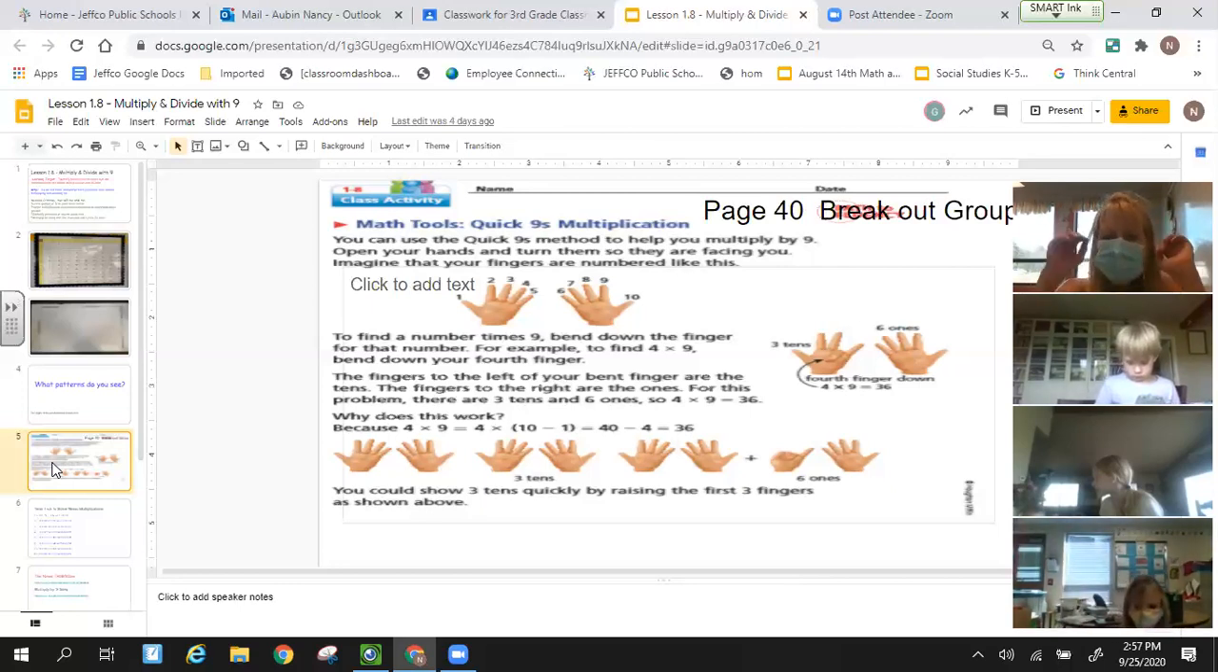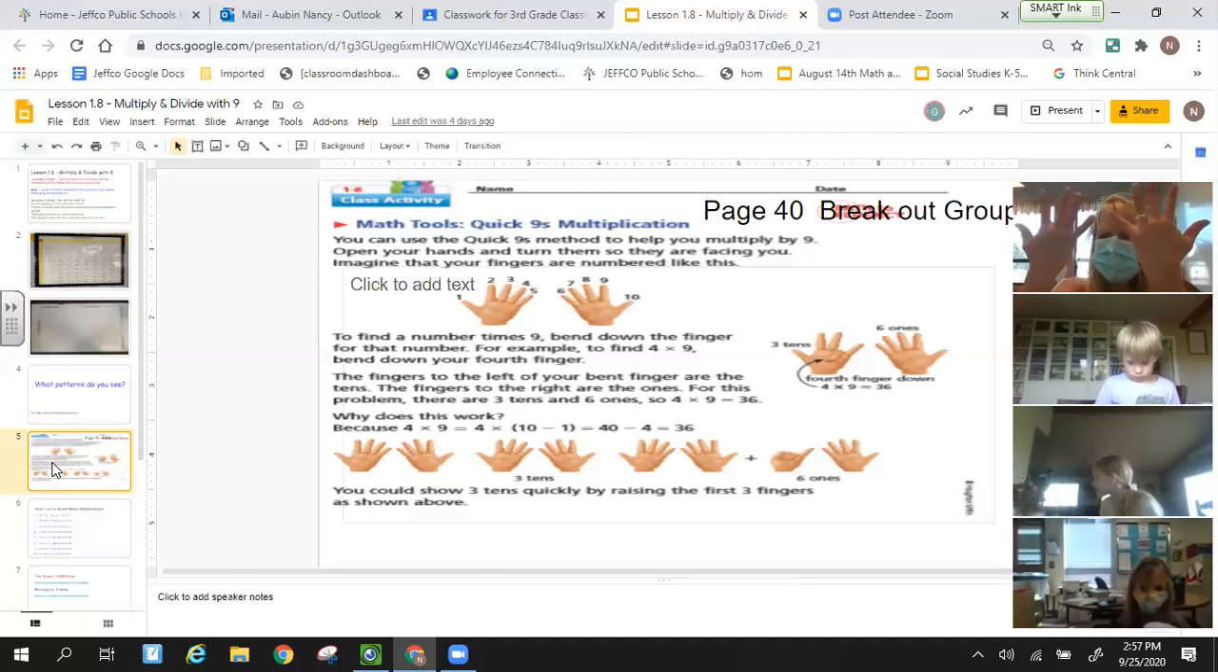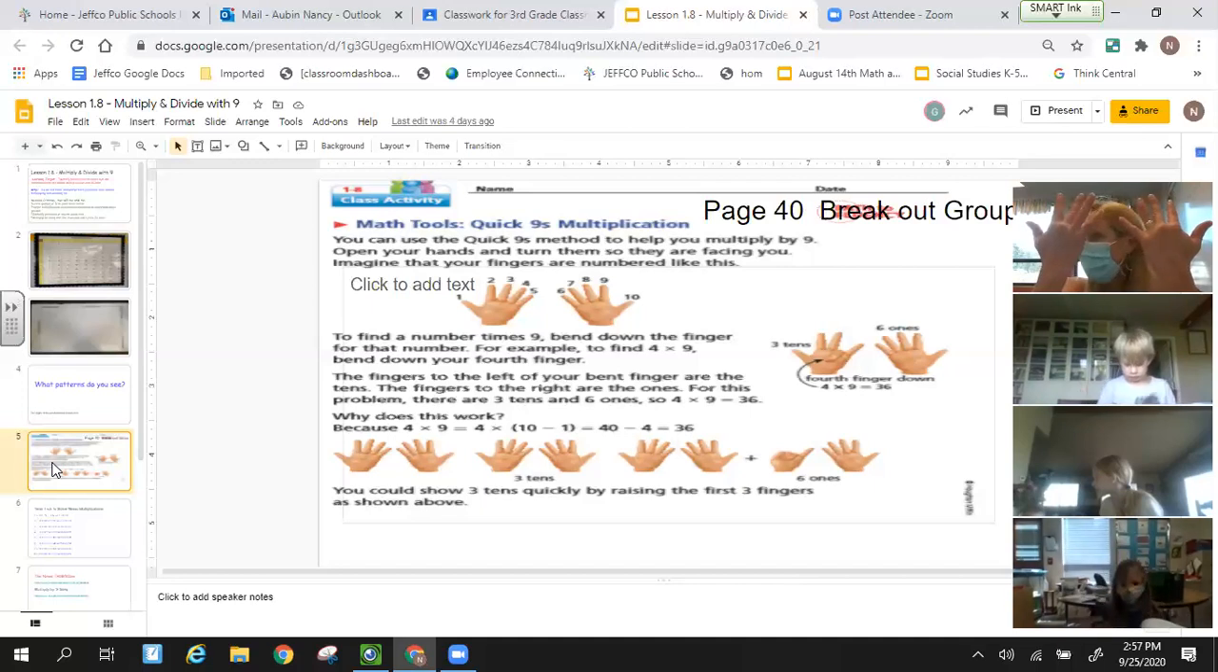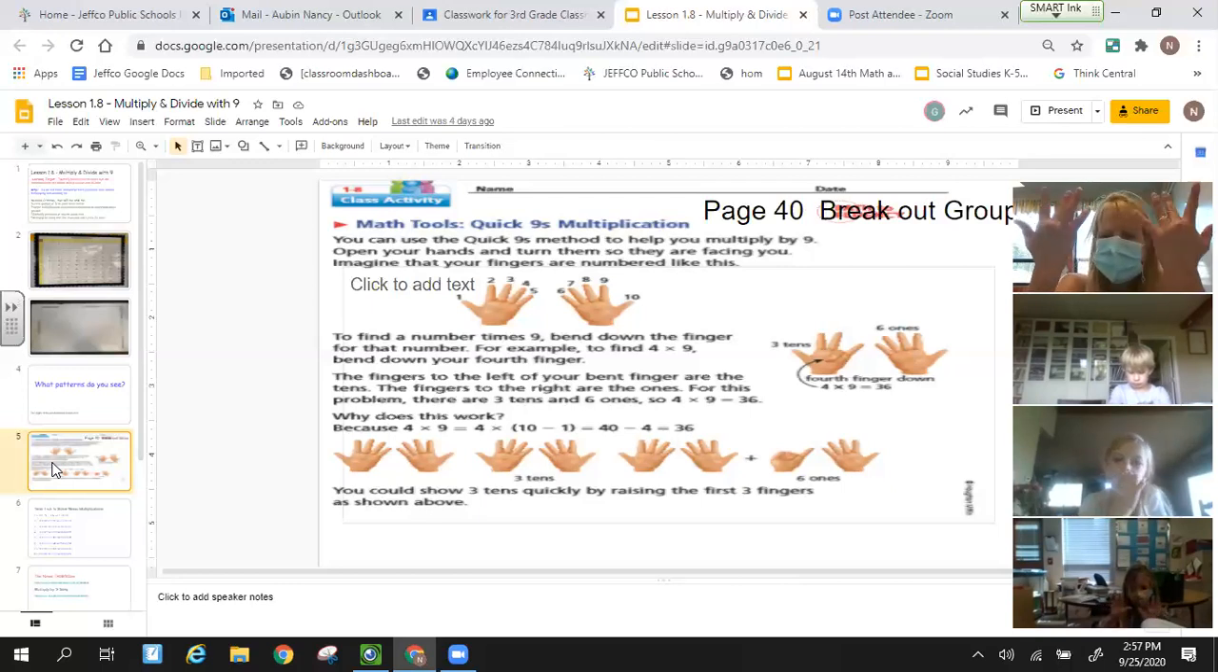Open your hands and turn them so they are facing you. Okay, do it like I am. We're going to do it right now, so it should help you. So turn them so they're facing you, Sonny. The other way. All right, Robert, turn your hands. Haley, Katie. Good job, Katie. Look at you guys following directions. Good job. So here's what you're going to do.